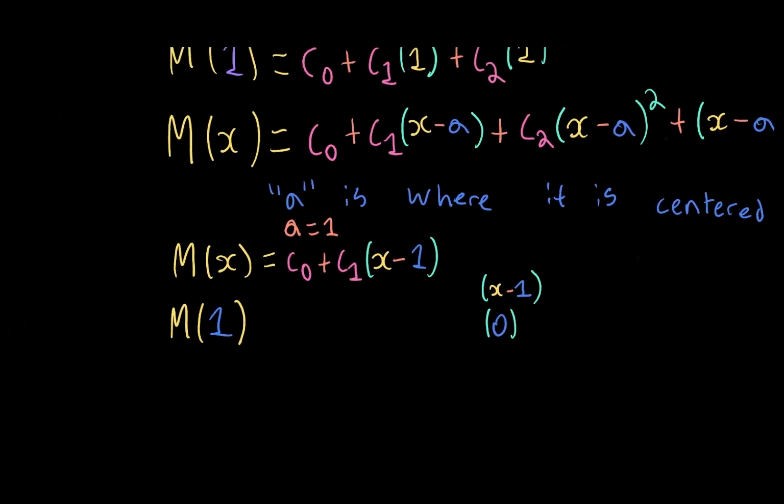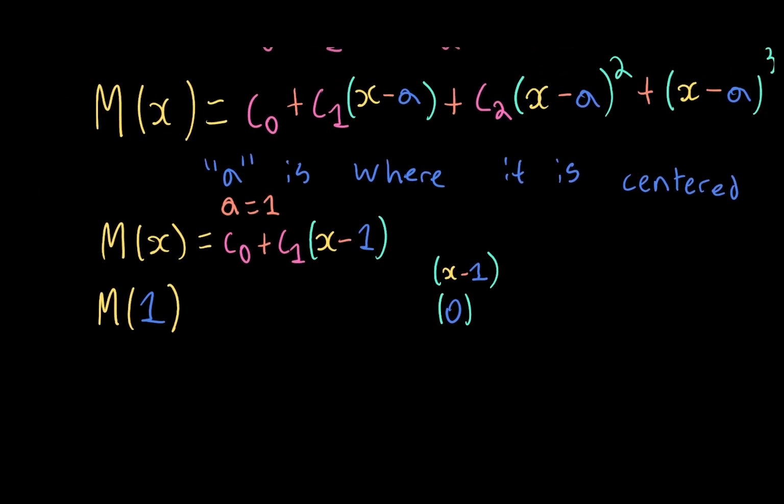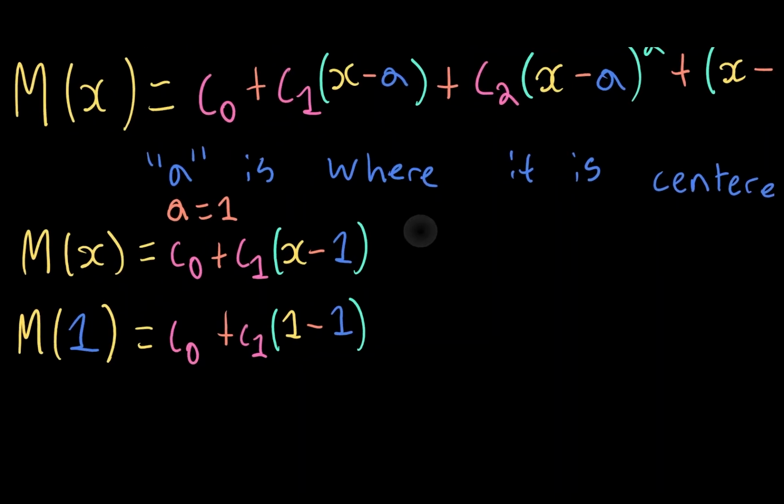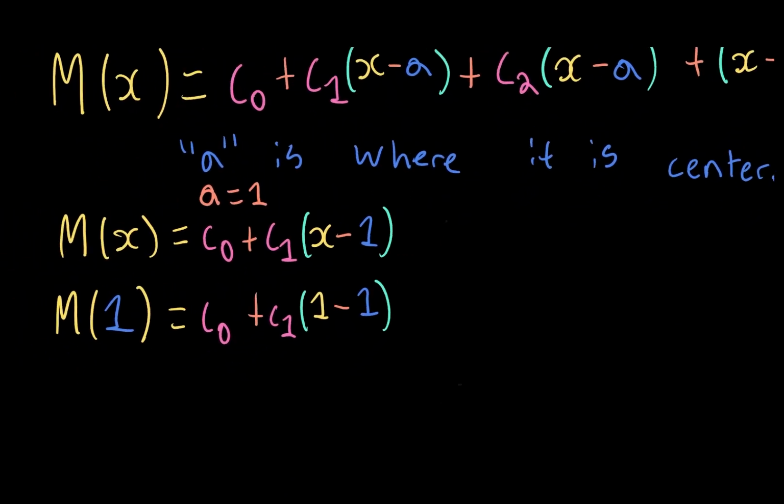So let's just write what that would look like here. That would be equal to c0 plus c1 bracket 1 minus 1, right? And then you'd add all of those other terms.